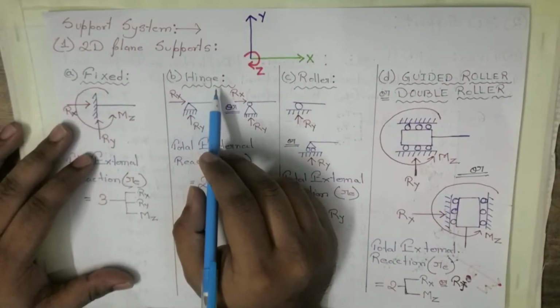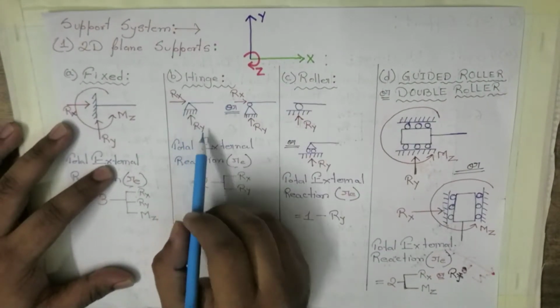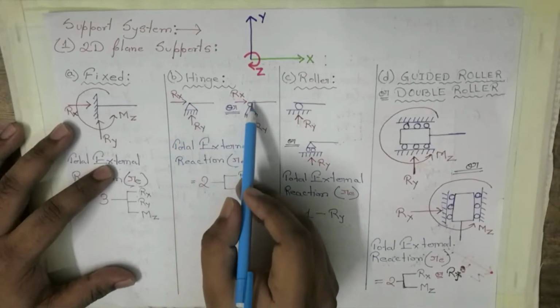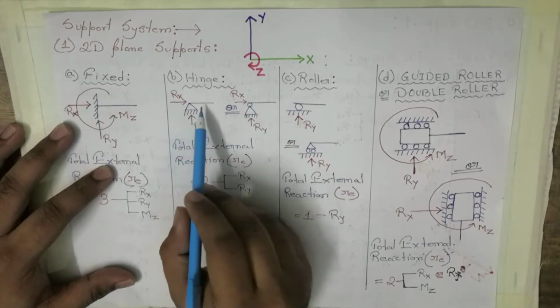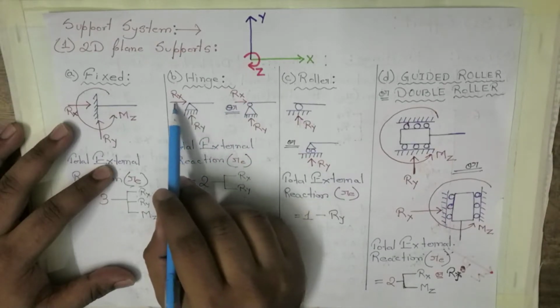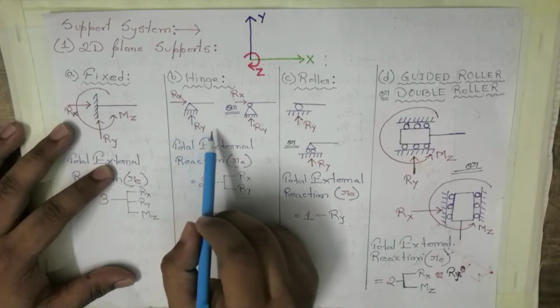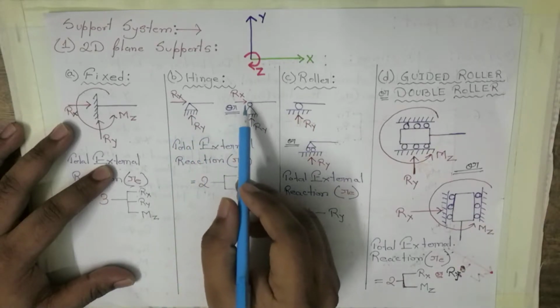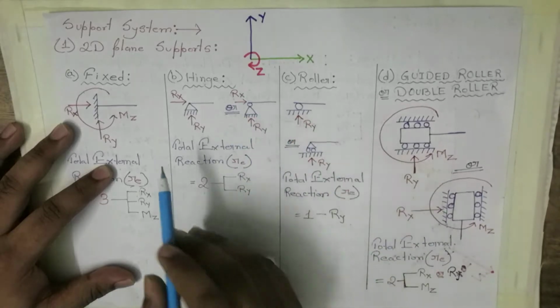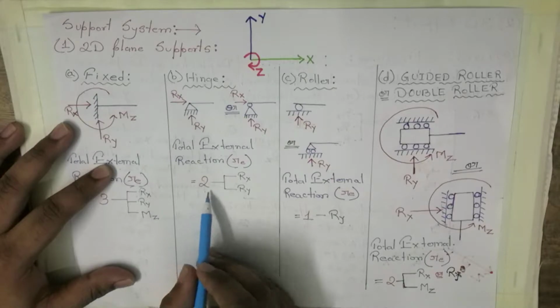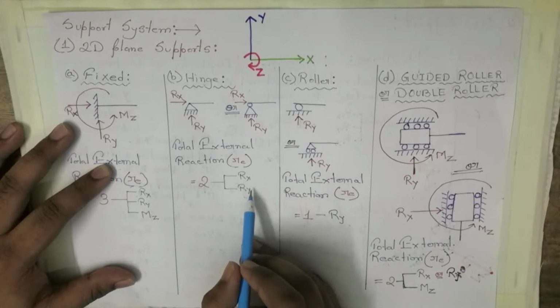For hinge support, there are only two. Now this is a symbol of hinge support, as well as this. There are two reactions acting on it. One is the horizontal reaction, Rx, one is the vertical reaction, Ry. And similarly, for this case also, total external reaction Re is 2, which is Rx and Ry.